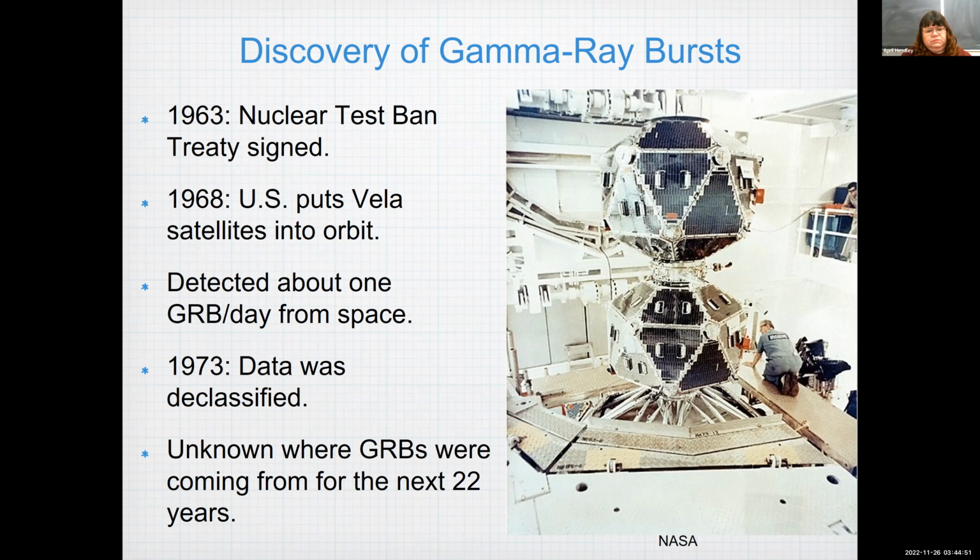Okay, so next is how gamma ray bursts were discovered. So, it started in 1963, when the nuclear test ban treaty was signed.